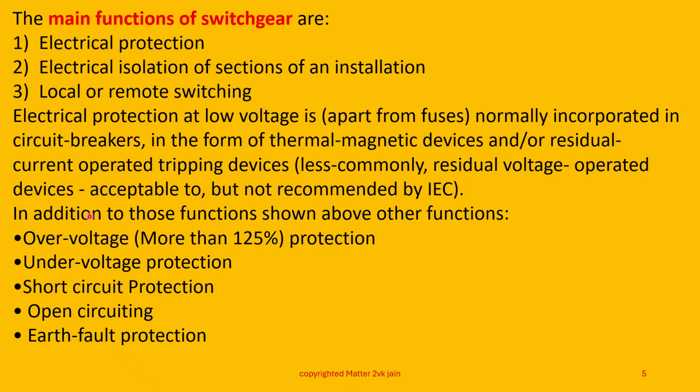In addition to these functions shown above, further functions may be for over voltages, that is more than 125% of the rated capacity, under voltage protection, once again below 125% of rating capacity, short circuit protection. Short circuit protection is normally taken as 7 times full load current capacity, and open circuiting, and in case of fall earth fault protection.